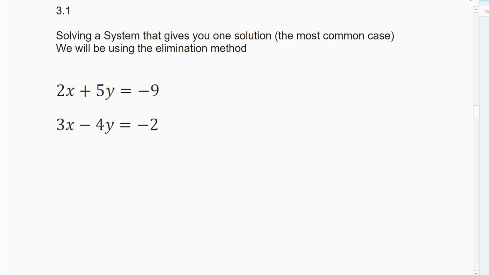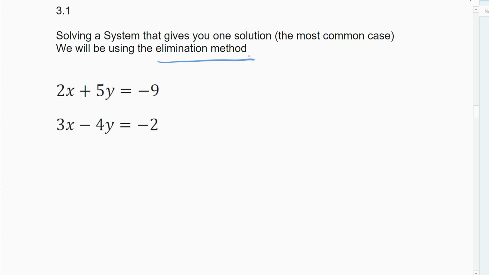Okay, solving systems using the elimination method, and I'm going to do each case. So this is the one solution example, the most common case, and when we get to the applications, this will be the only case we use. Again, I'm using the elimination method because it emulates the matrix method that we're going to learn in the next section. Alright, so remember, the elimination method wants us to eliminate one of our variables.